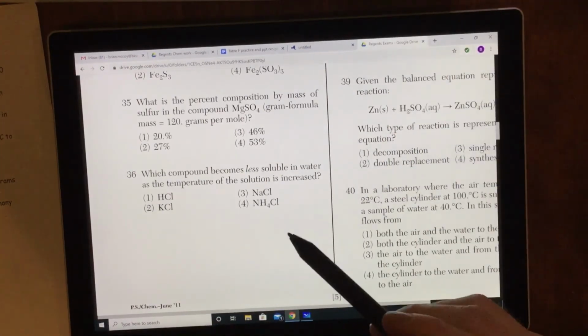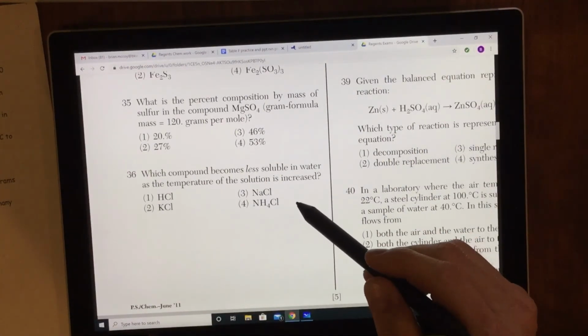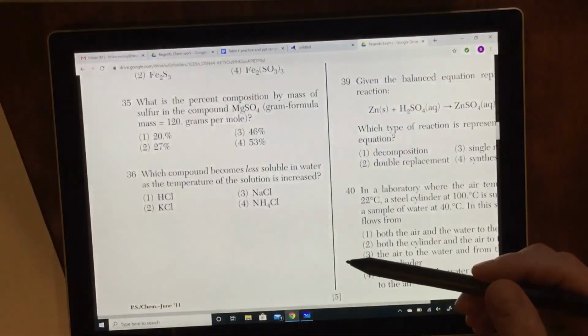So I'm going to stop the video. Those are 2 Regents problems that are very similar to what we've been doing. We're done with Table G.